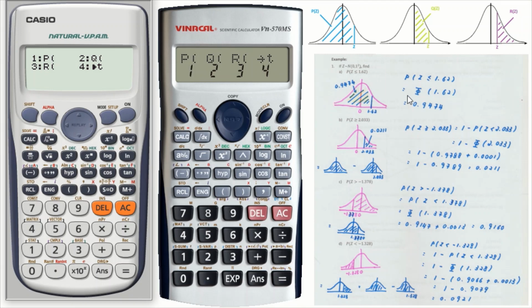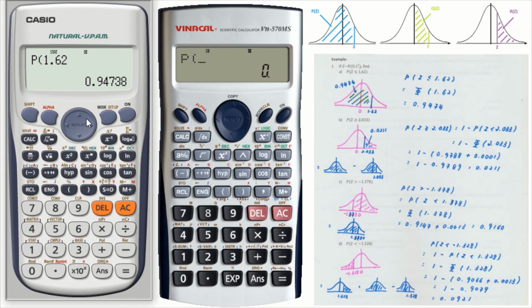You have the first one here. You see this is the probability for z smaller than 1.62. Smaller than is basically what you are finding, like P of z here. So you can use the P here. Use the P here, then you just press in 1.62 as what you want. So 1.62.